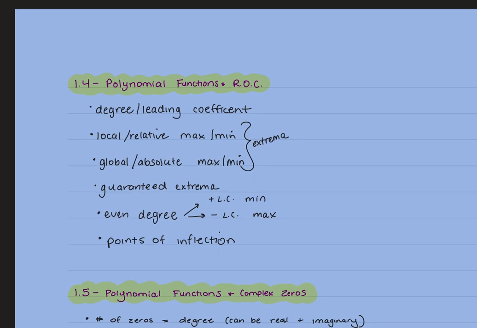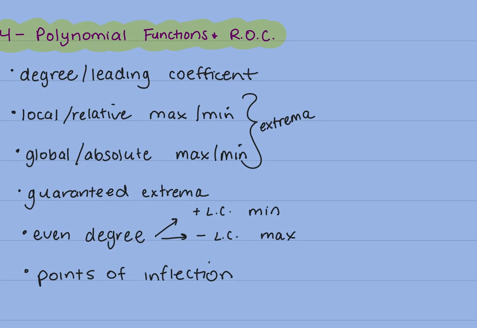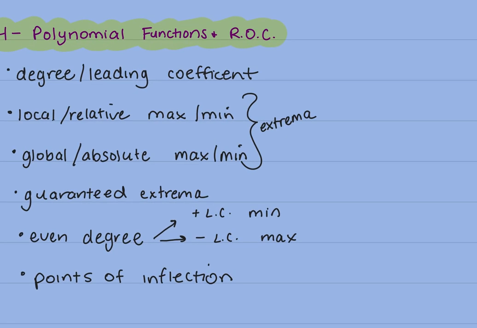All right, then we got into 1.4. So 1.4 was our polynomial functions and the rate of change. So the easy questions here: identify, and don't let it trip you up. Identify your leading coefficient and degree. Don't always pick the first one. Make sure you look for the highest one, okay?